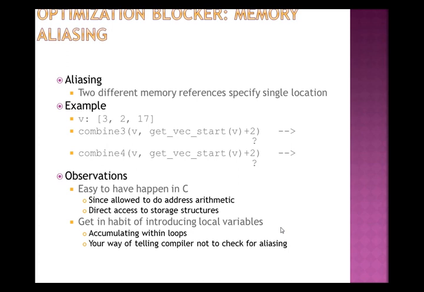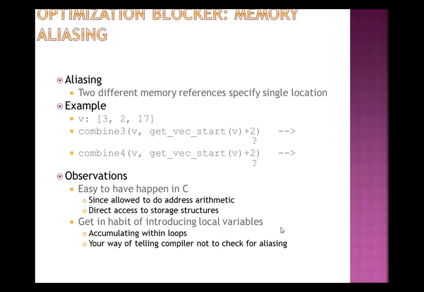Then the next topic is the optimization blocker, that is memory aliasing. That is, giving different names to the same memory. Aliasing means two different memory references specify a single location, that is, more than one memory reference, more than one address of the memory, specify the single location. Suppose there is a location that has a value 10. Two memory references or two addresses are used for that single location. That is known as aliasing in computer terms.